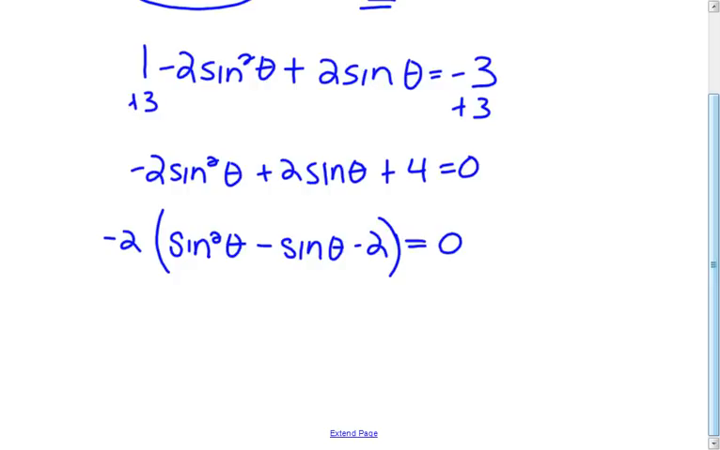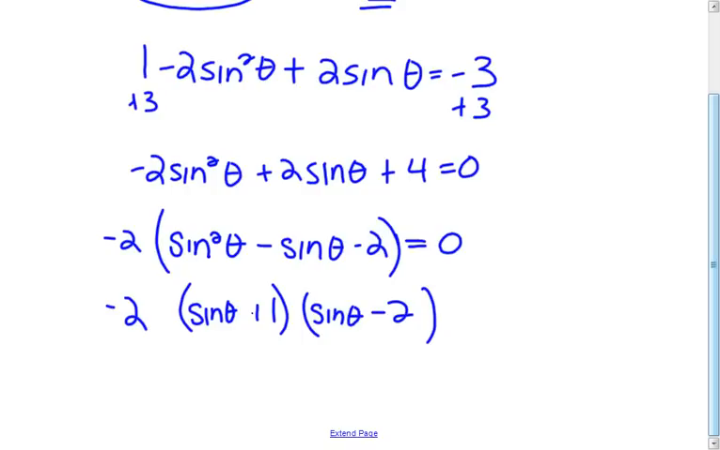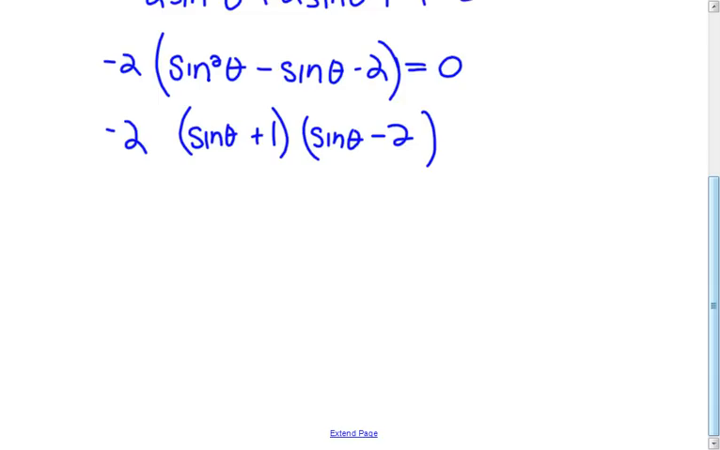so then I am going to undo the FOIL here on this middle part. Sine squared, of course, is sine times sine. 2 is 1 times 2. It's negative, so I need 1 positive and 1 negative. I need the 2 to be negative and the 1 to be positive. Then I'm going to set each part equal to 0. So I will have negative 2 equals 0. And then I will have sine theta plus 1 equals 0. And I will have sine theta minus 2 equals 0.